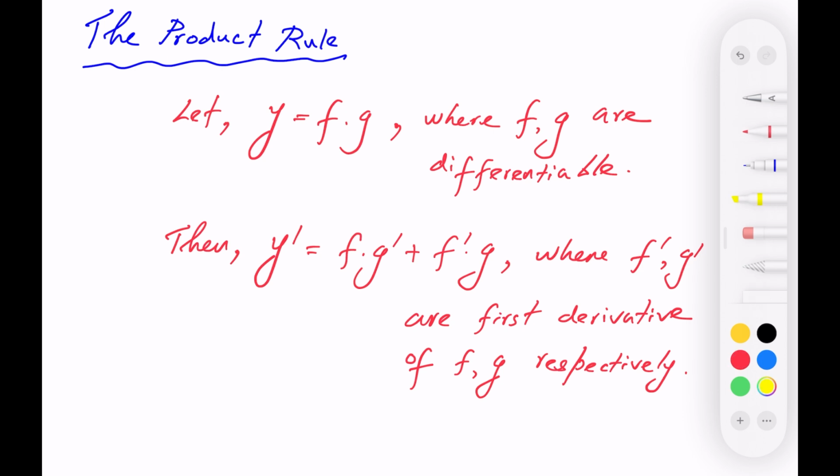Whenever you have a product of 2 functions, if you have to differentiate them, the first derivative of that product should be equal to the first function times the derivative of the second function plus the derivative of the first function times the second function.